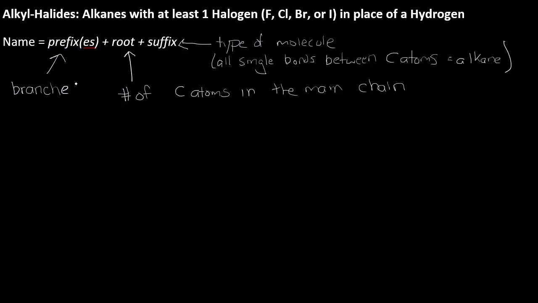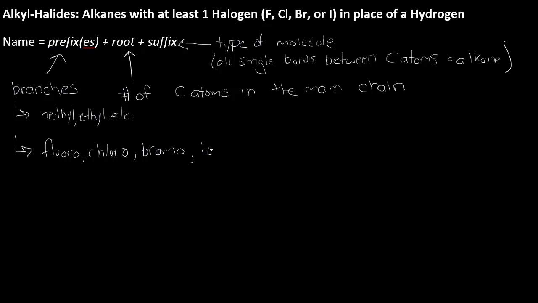Alright, so the branching that you know is already the alkyl branches. So this is like your methyl, ethyl, propyl, isopropyl, those types of branches. The new types of branches that we're going to look at are your fluoro, chloro, bromo, iodo branches. These are the prefixes that we use for fluorine, chlorine, bromine, and iodine, should they be present in a molecule.